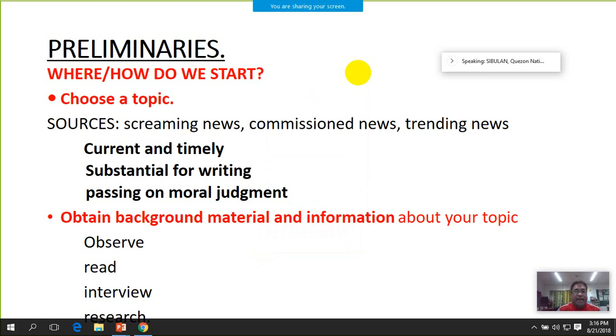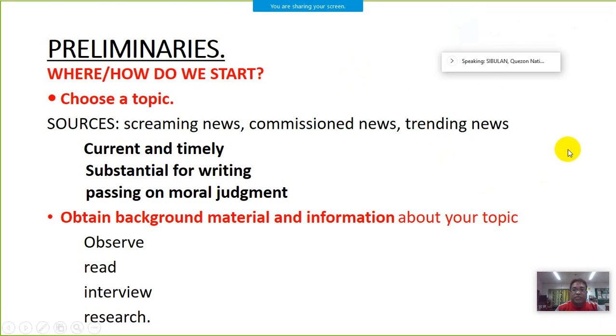So we can also get information from interviews. For example, if our editorial is about Dengvaxia, so probably to localize the context of our editorial, we can interview our health officer, provincial health officer, or if not available, maybe the city health officer. Then research. So there is no substitute for reading and research. So that's the primary source of our information.